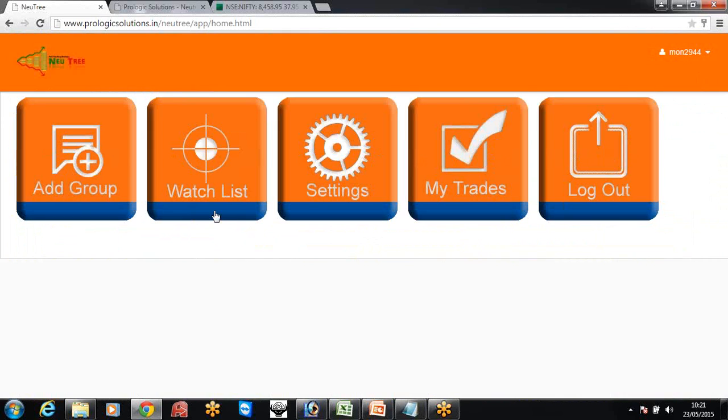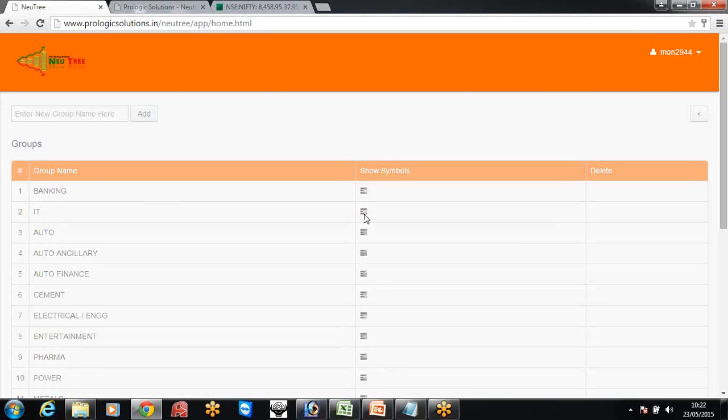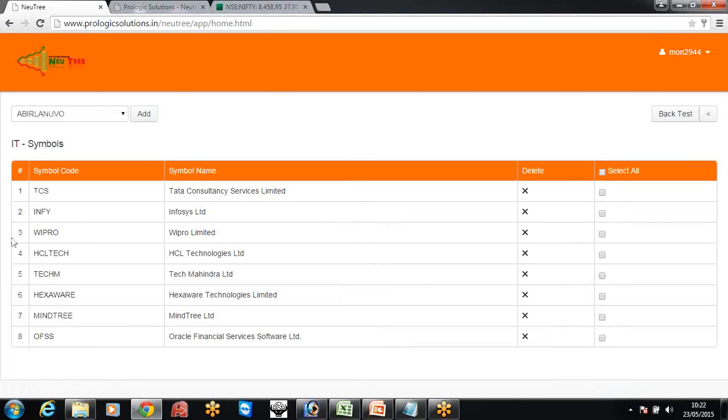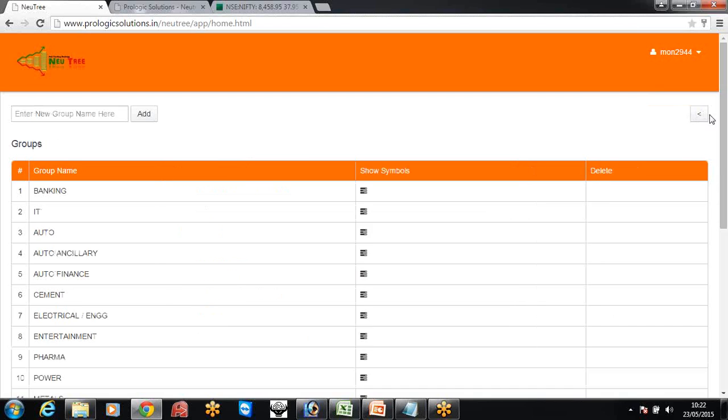Now let me just come back to the main list. So these are the groups that we have. In IT, we have TCS, Infy, Wipro, HCL Tech, Tech Mahindra, Mphasis, Mindtree, OFSS. So you don't have to do all this adding of scripts and this stuff. It will come predetermined. All this will be included. You'll have to just start checking the watch list and then you'll have to place the orders.